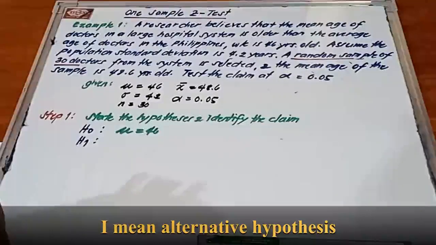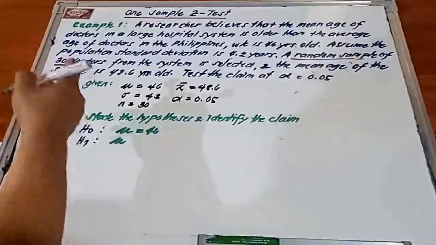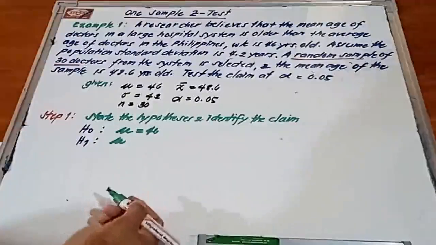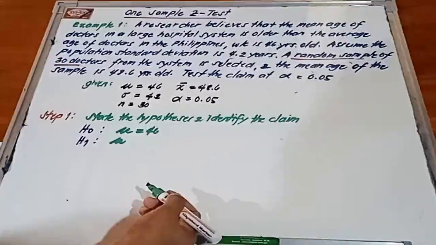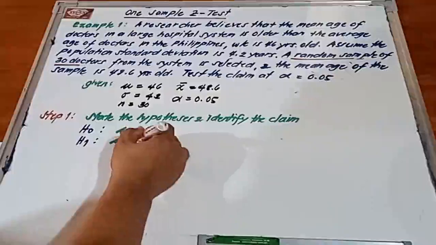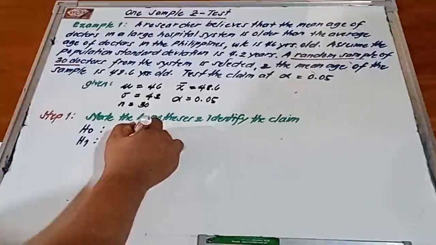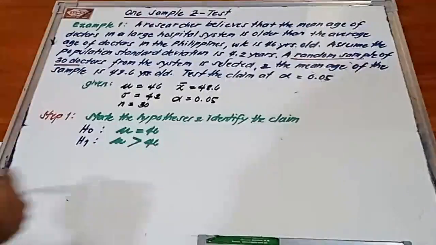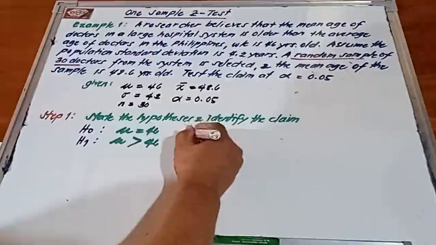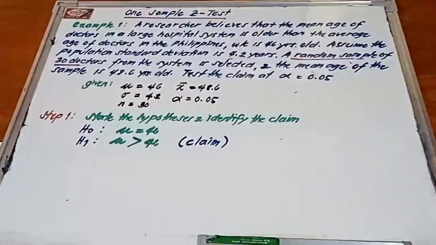So, ibig sabihin, sabi niya, yun daw, sa large hospital system na tinutukoy niya, mas matanda from the population mean. Yung mean age ng doctors dun sa hospital na nabanggit. So, therefore, our alternative hypothesis is directional. Mu is greater than 46. At ito, yung claim ng researcher. Okay? So, ito yung ating claim. Okay. So, we already have the null and alternative hypothesis.